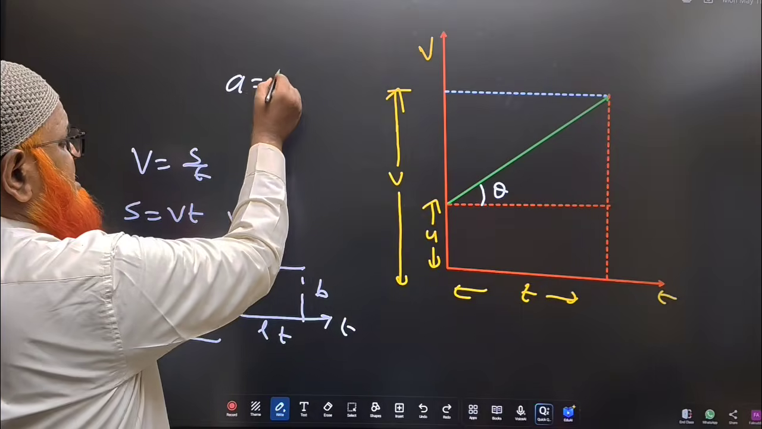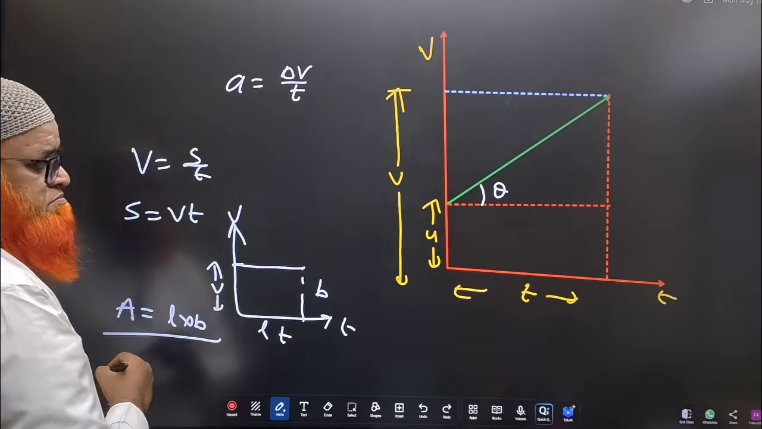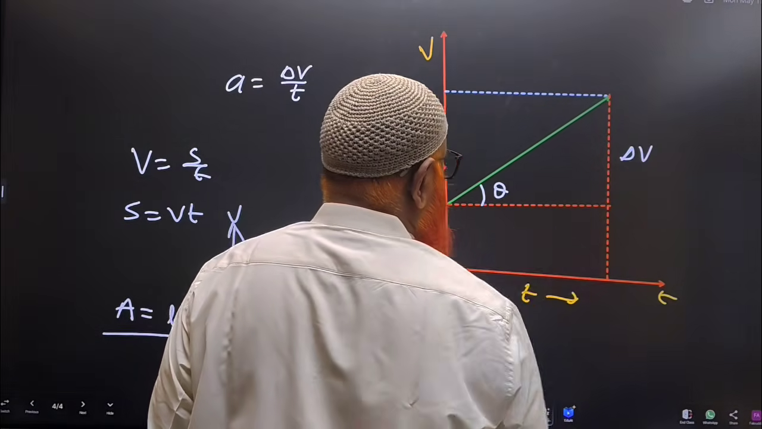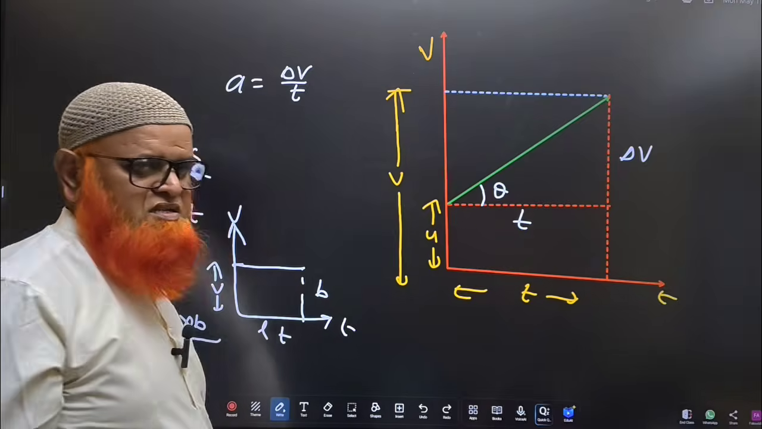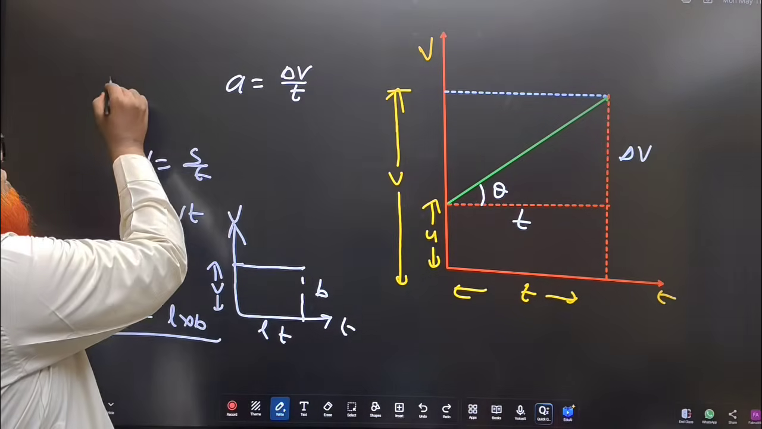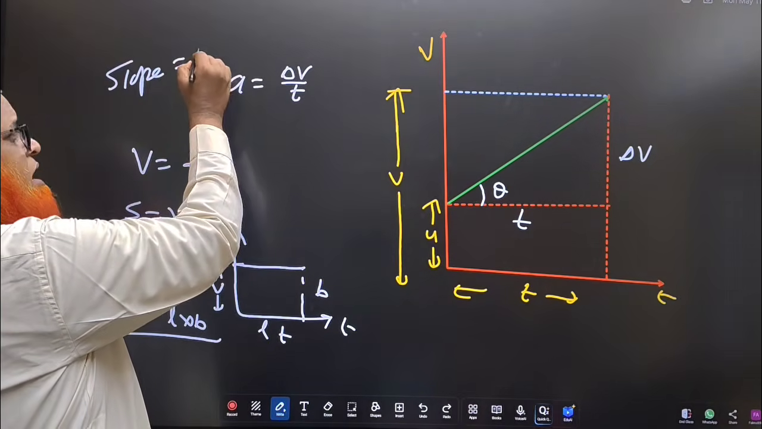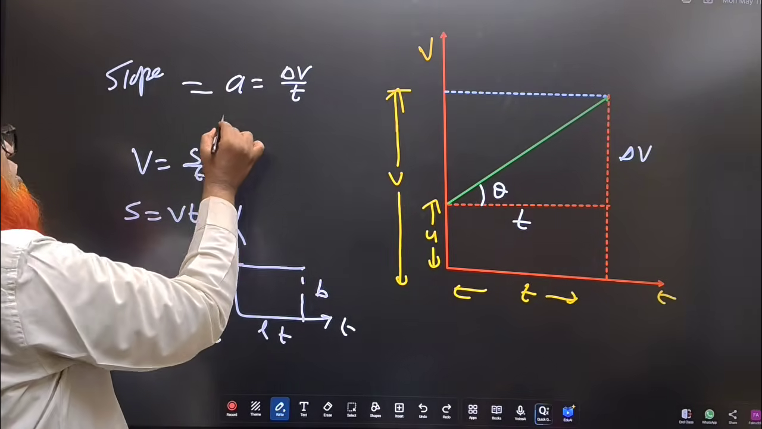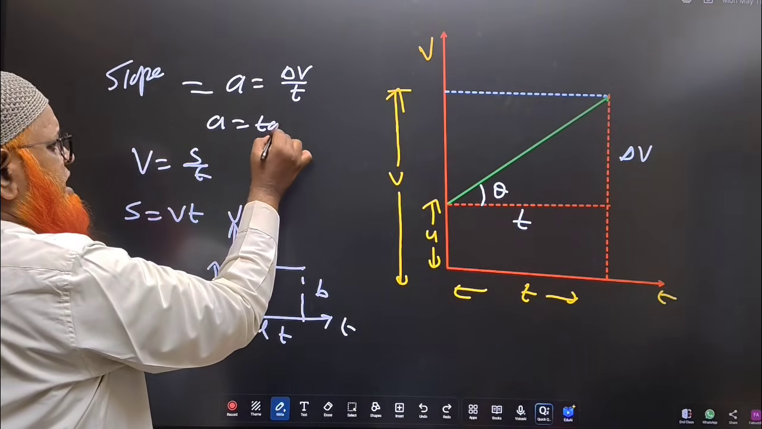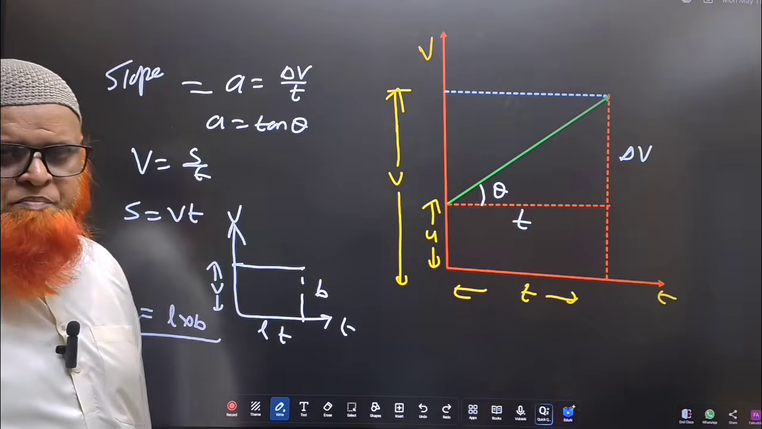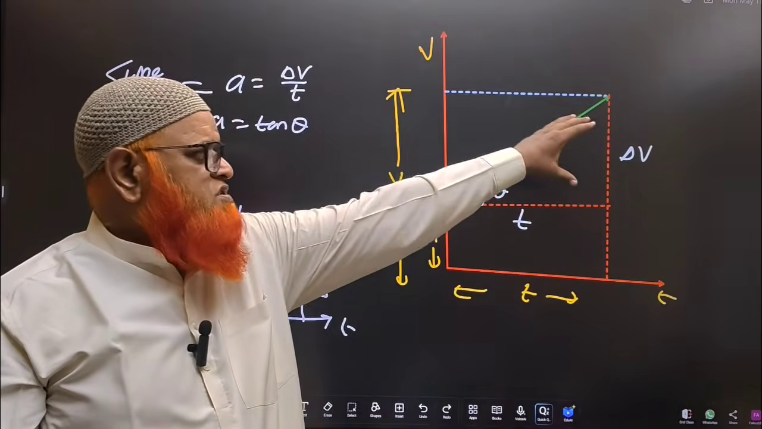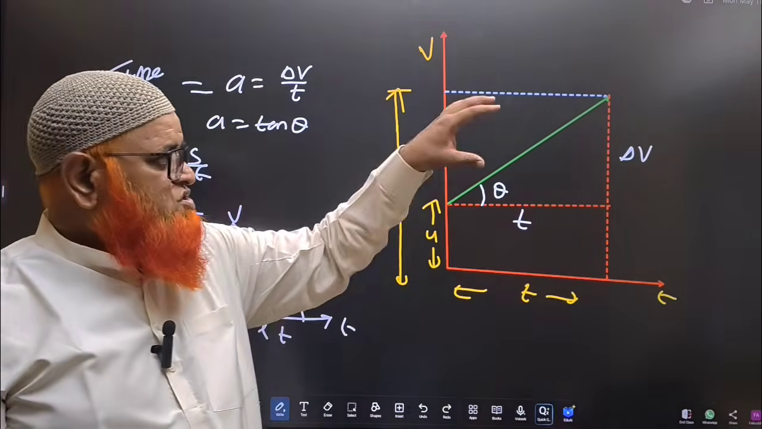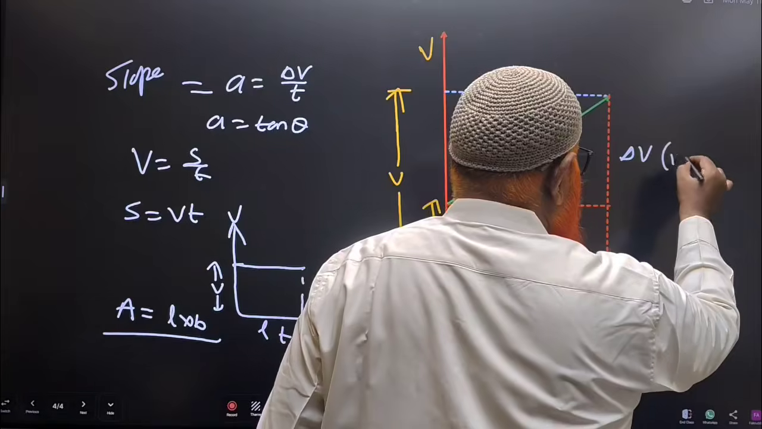Because acceleration is nothing but change in velocity by time, where change in velocity is the opposite side and time is the adjacent side. And you all know the slope is going to be what? Nothing but acceleration. And if you want to find out this slope, acceleration, you have to apply tan theta, which is going to give you the slope. So slope means opposite side by adjacent side, which is change in velocity, where delta V is nothing but V minus U.